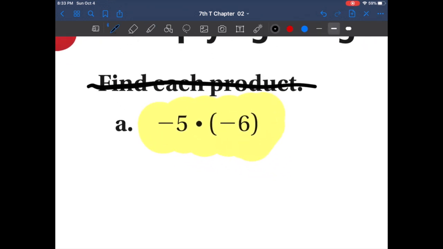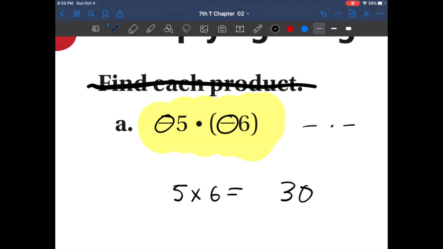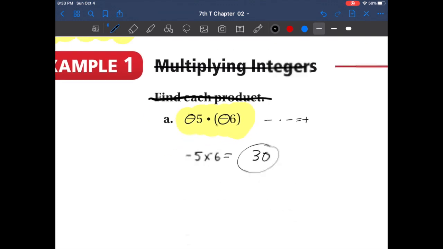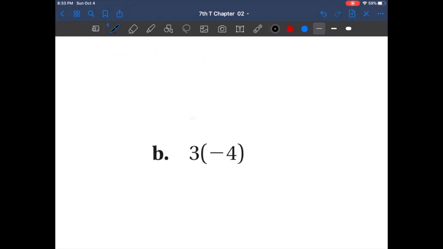Okay? So now we know we have 5 times 5. Oh, sorry, not 5 times 5. 5 times 6, we know that gives us 30. But because we have two negatives, a negative times a negative, what does that equal? A positive. So that is a positive 30. All right, let's do another one. Example 1.